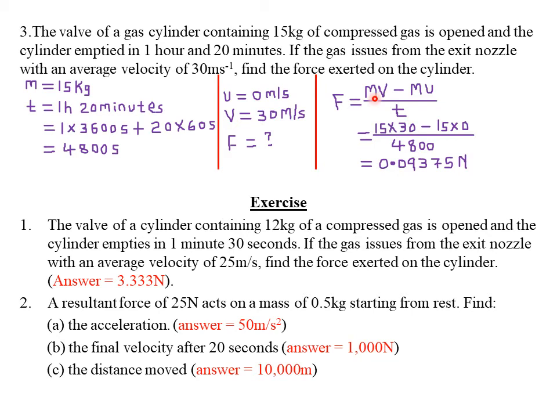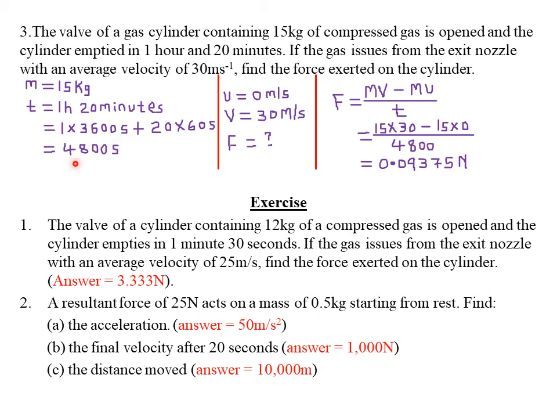So the mass of the gas was 15 kilograms, so we shall take 15 multiplied by the final velocity of that particular gas, it was exiting at 30 meters per second. Therefore, final velocity is 30. Then we subtract the mass of the gas, which is still 15 kilograms, multiplied by the initial velocity of the gas, because the gas was initially enclosed within a container, therefore its initial velocity is 0. So 15 multiplied by 0, then divided by the total time taken for the gas to exit.